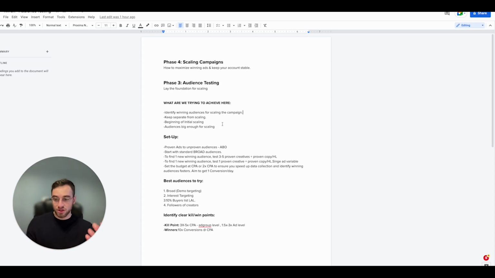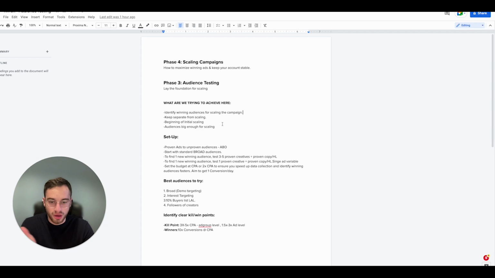Of course, I said depending on your target location. Obviously, if you're targeting the US compared to some other country, locally it might be like the whole population of 50 million. But again, it should be enough broad audiences that we can actually scale into. So the setup: we need to have proven ads to unproven audiences.